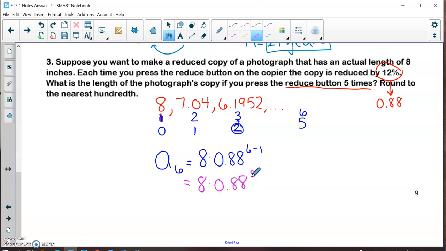And now we can type that into our calculator. 8 times 0.88 to the 5th power. And it does say to round to the nearest hundredth. So it's going to be about 4.22 inches after you press the reduce button 5 times.